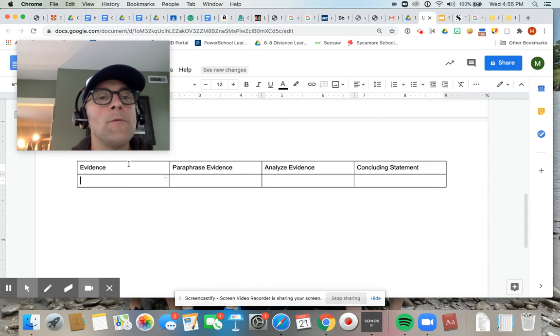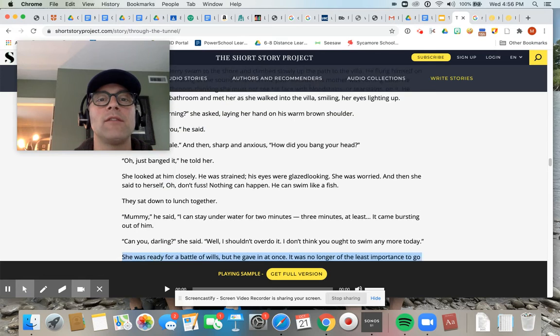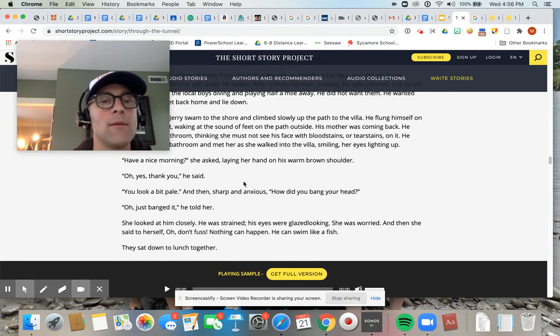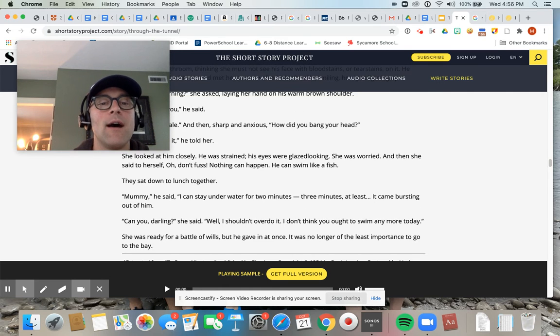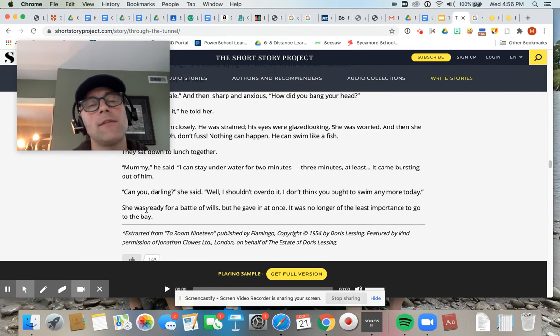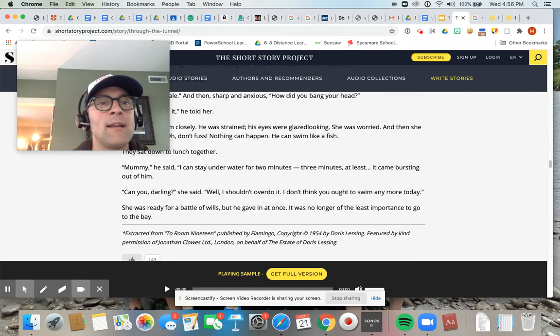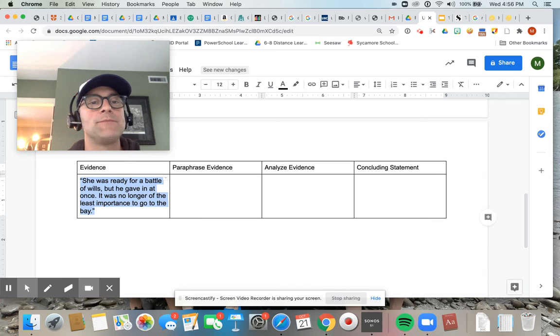Okay, so here's our chart. The first thing I need to do is go to the evidence. So I'm going to go back to the short story. I've got to look through the evidence. What's the best quote? What's the best section? And I'm looking at this part at the end, and I'm going to say, oh, here, this is something interesting. She was ready for a battle of wills, but he gave in at once. It was no longer of the least importance to go to the bay. Now, of course, on a very simple reading, that would just mean that he's very tired. But I actually think that because it's the last sentence of the story, this represents a very big change. So for my evidence, right?